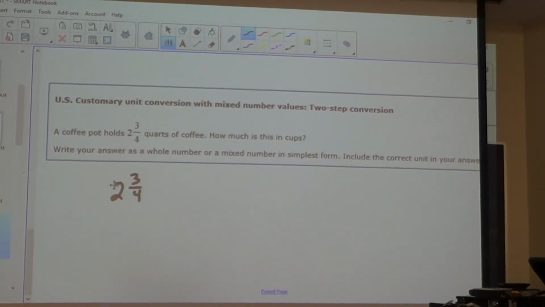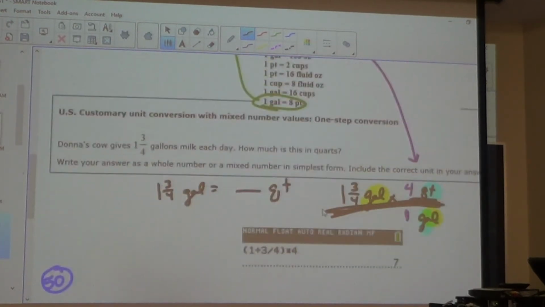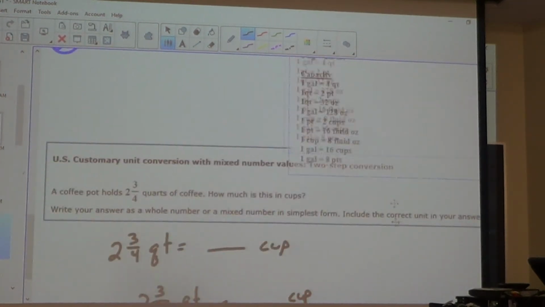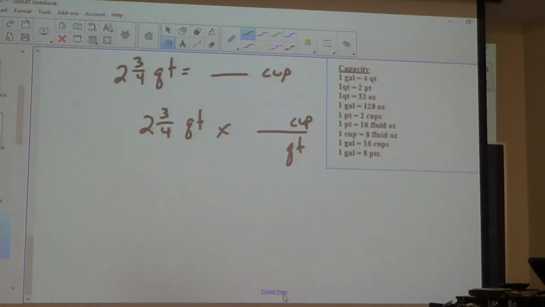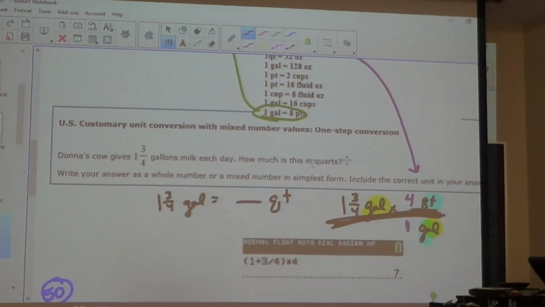2 3/4 quarts equals blank cups. So 2 3/4 quarts times what over what? What goes on the top? Cups. What goes on the bottom? Quarts. I go to my formula sheet and search all over it for cups and quarts. Do you see a cup and quart? Hold on. No. No.